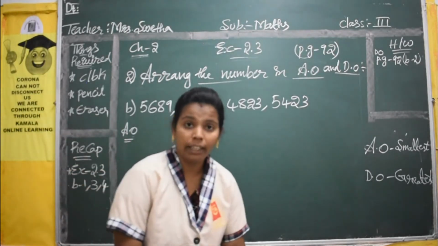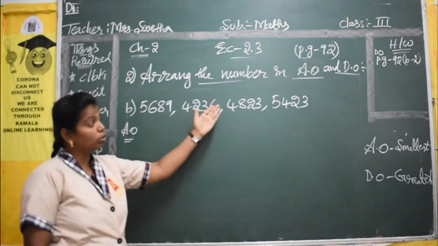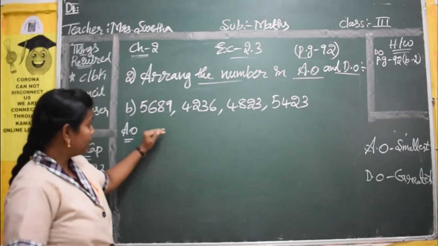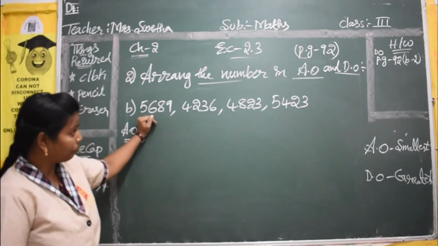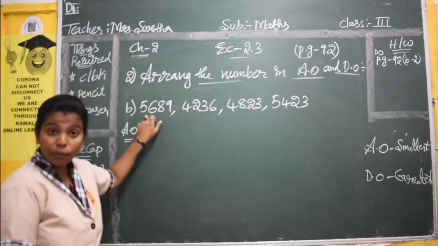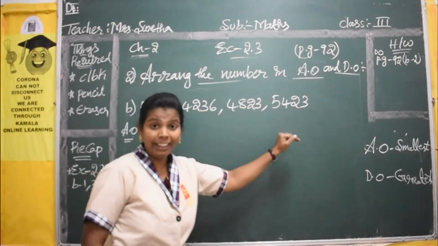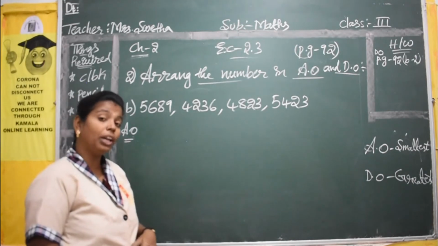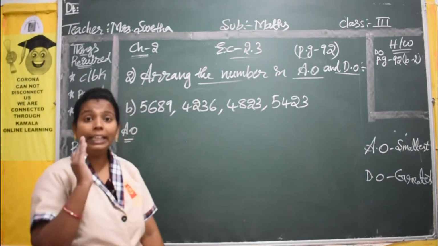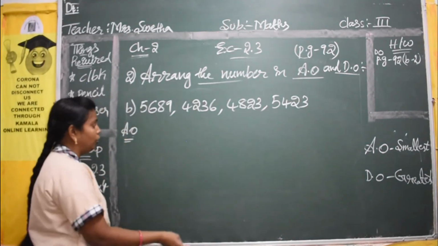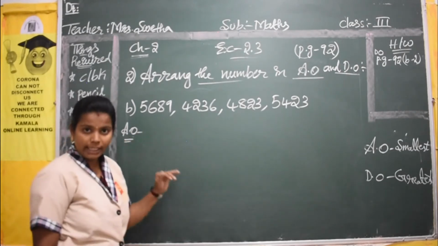So this is your second question, children. You again have 4 sets of numbers here, and all 4 sets have only 4 digits. So what you have to do is check number by number. First we have to write in ascending order.